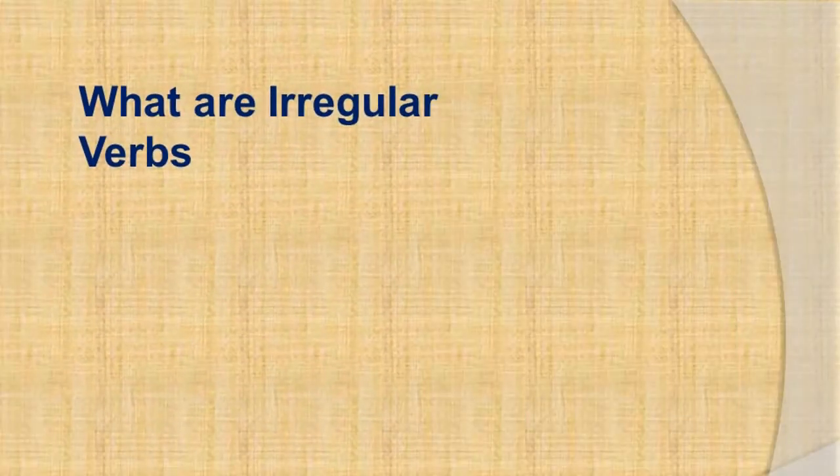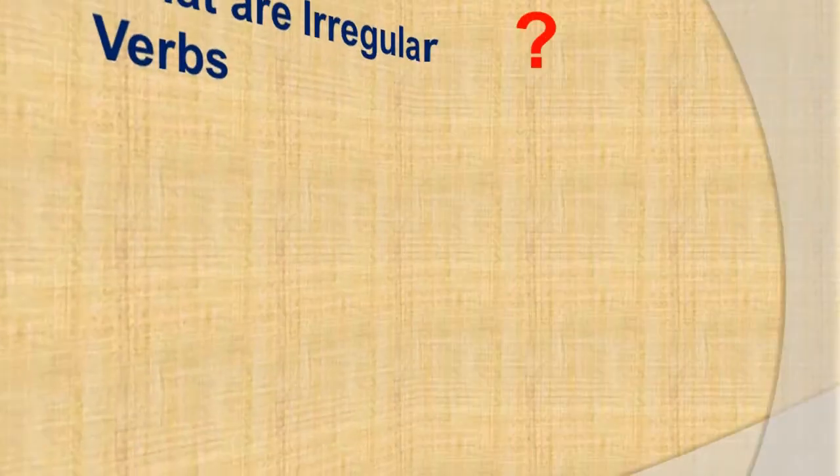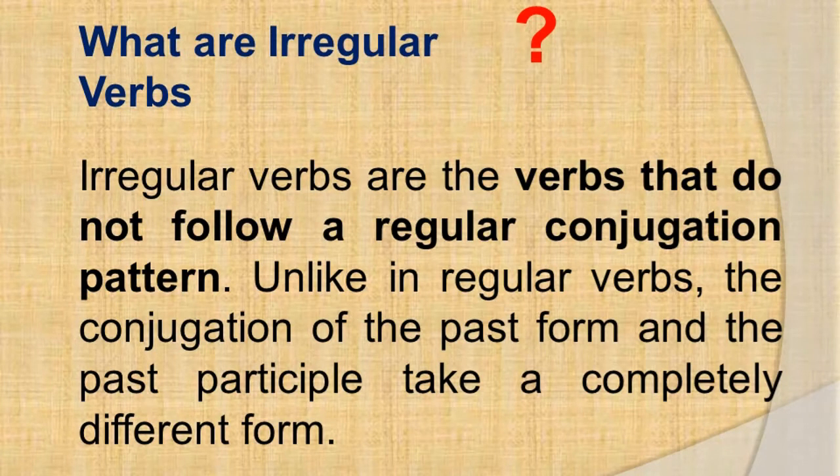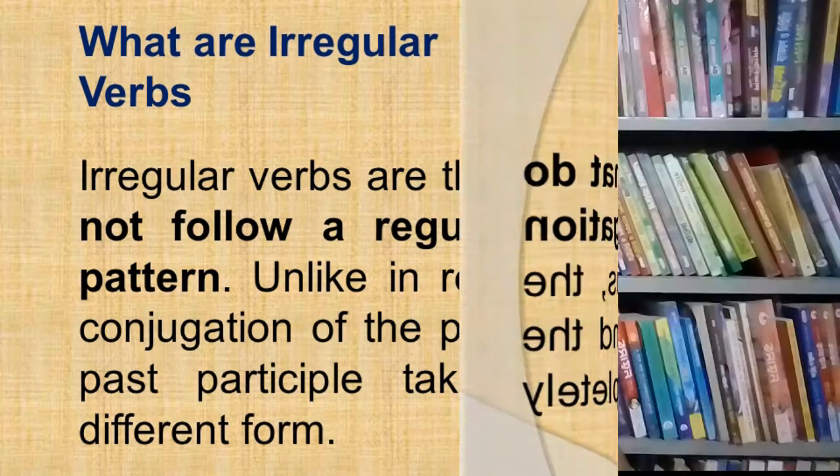Now you may have a question: what are irregular verbs, students? Yes, we have the answer for you. Irregular verbs are the verbs that do not follow a regular conjugation pattern. Unlike regular verbs, the past form and the past participle take completely different forms.